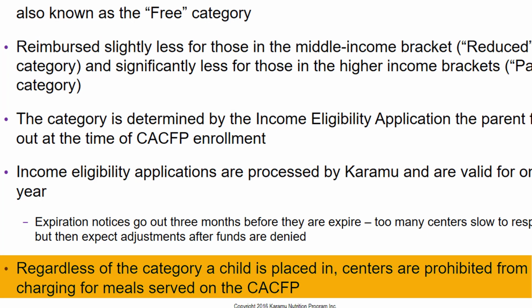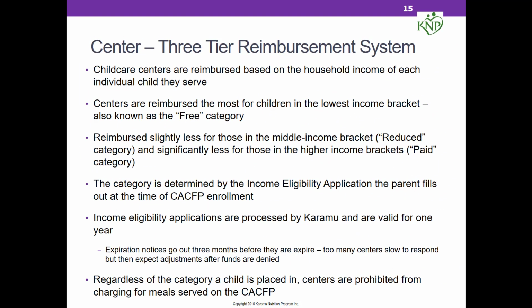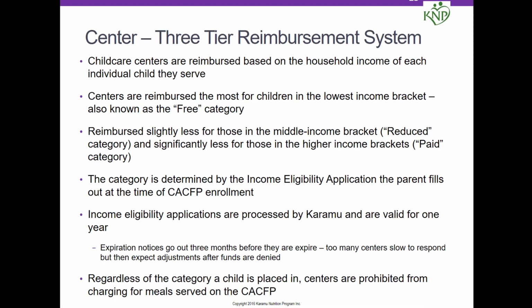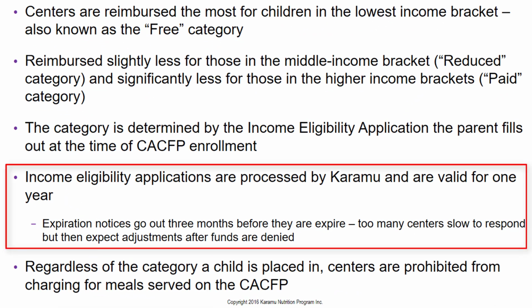So in order to determine the classification of a child, the parents must complete an income eligibility application. And the child care center must submit those income applications to Karamu for processing. And once we process the applications, then we'll know which category or classification the child will fall into. Income eligibility applications are only valid for 1 year. About 3 months before an income application expires, the child care center will get a notice from Karamu that says, you have this group of children whose income applications will expire in 3 months.